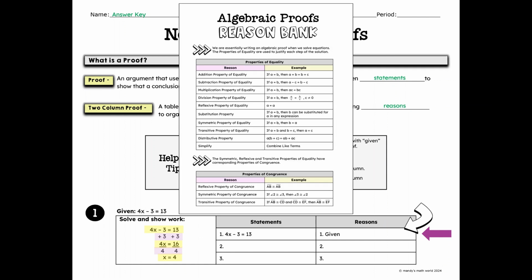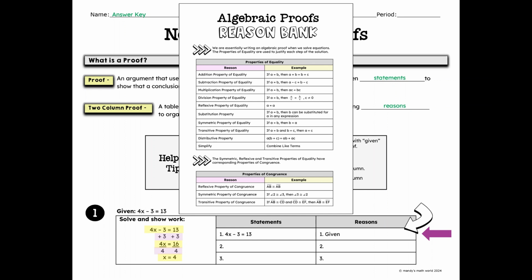Now I want you to refer to the algebraic proofs reason bank that you were given. I've got listed here the properties of equality. All of these properties of equality are what we're going to use as the reasons in the proofs for today. See those first 4 written down: addition property of equality, subtraction property of equality, multiplication, division property of equality. All of those are what we did.